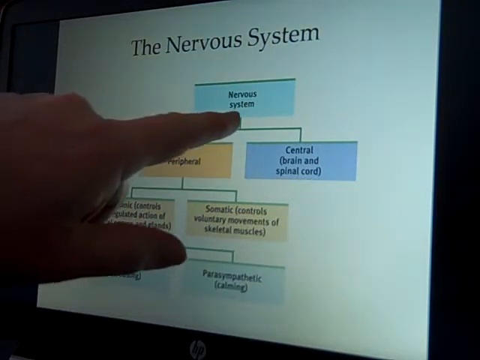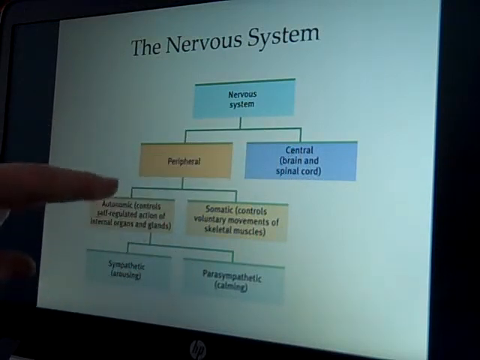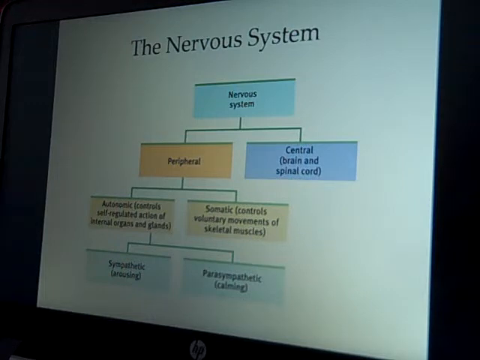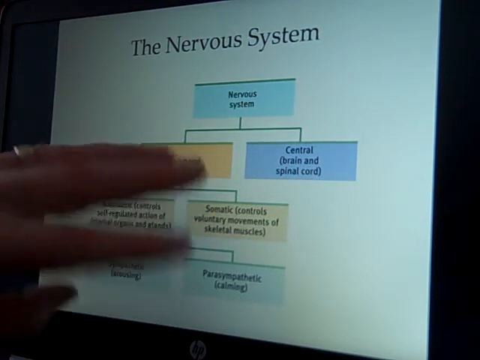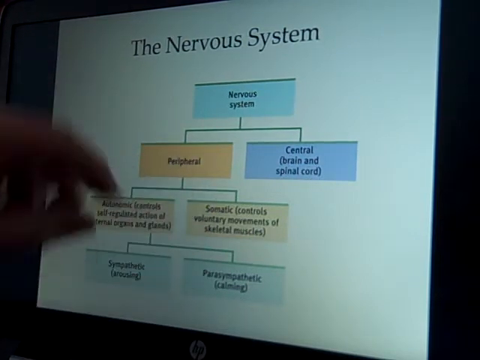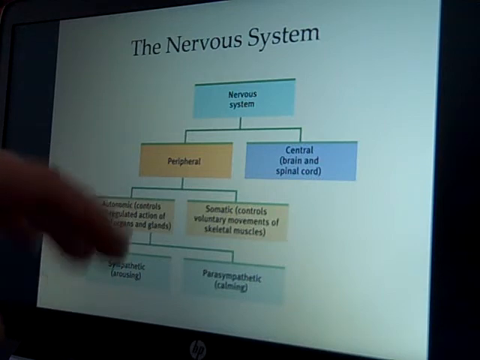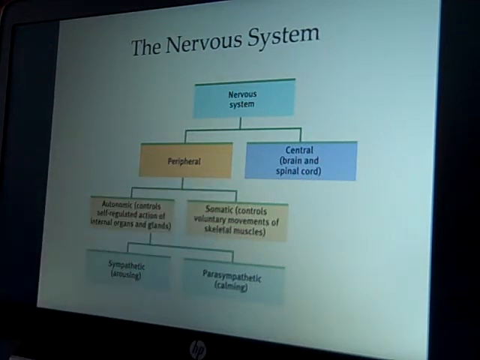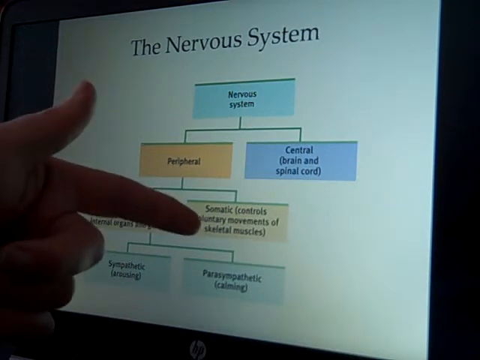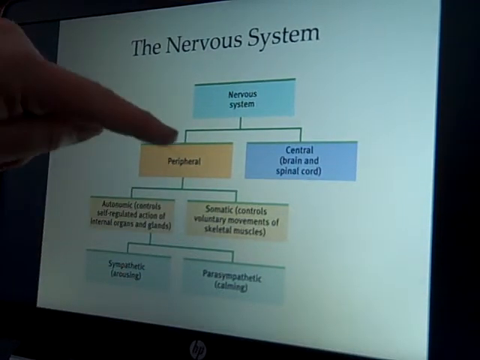Again, we're breaking the nervous system into the two parts, the central and the peripheral. The peripheral nervous system can be broken into two parts as well. The somatic nerves are the ones that control voluntary movements of skeletal muscles. So if you're moving your fingers around, or you're doing something that requires dexterity, or you're running, the nerves that are bringing that information out are our somatic ones, and we're under direct control of them.